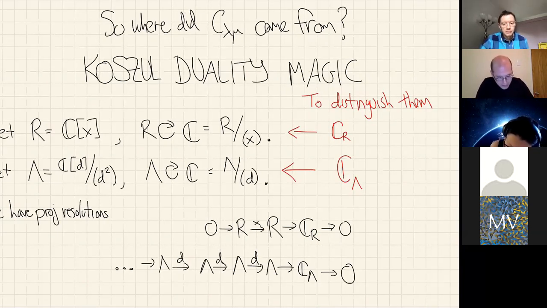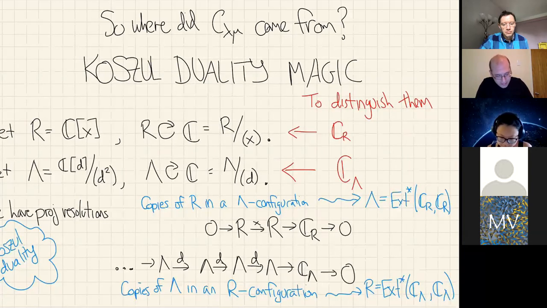These two examples of projective resolutions are pretty classic. So one way to think about this, and here's the idea of Koszul duality said in a nutshell, is that to construct the projective resolution of C_R, we take two copies of R, and we glue them together into a complex in a configuration that looks like how you build the exterior algebra. The exterior algebra is two copies of C linked by D.